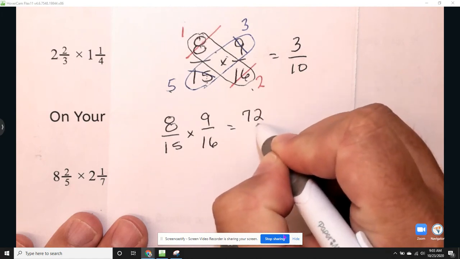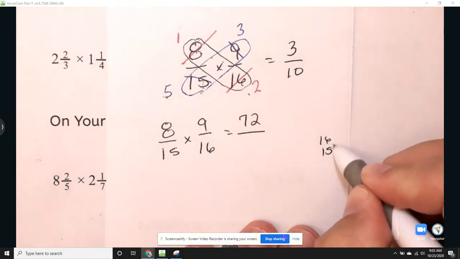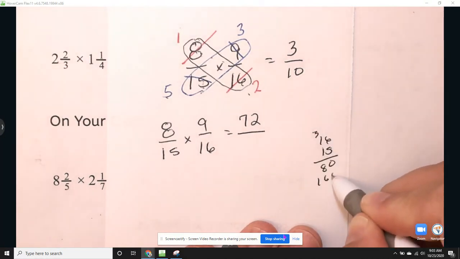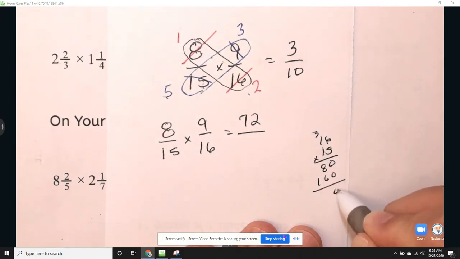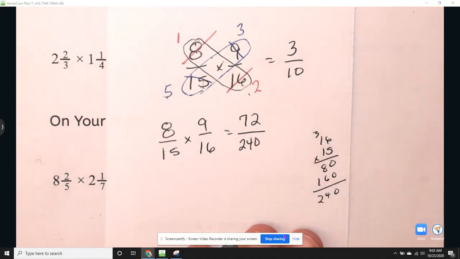If I didn't do that, if I just multiplied straight across, back here, 8/15 times 9/16, I'd get 72 over 15 times 16. I get to do that over here. That's 80, and that's 160 over 240. Okay.